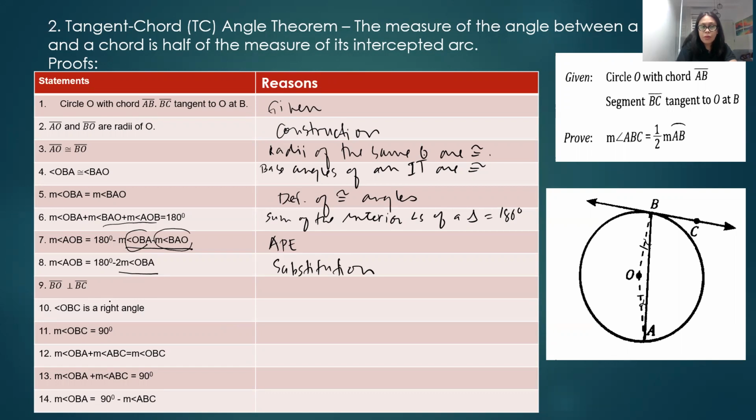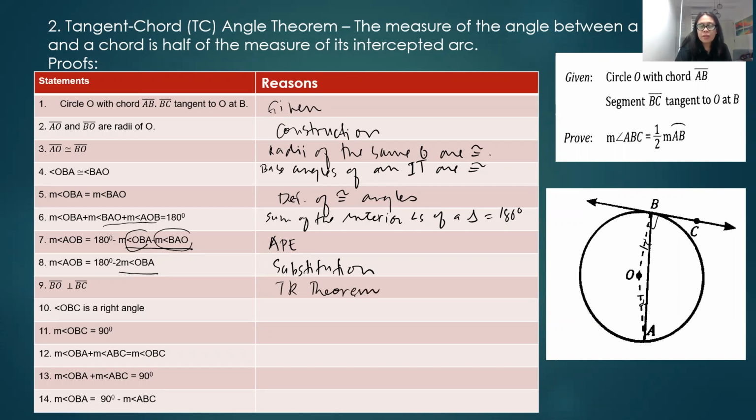Now we have BO is perpendicular to BC. OB is the radius of circle O, while BC is the tangent line. The two are perpendicular because the radius intersects the tangent line at the point of tangency. So this is about the tangent radius theorem.